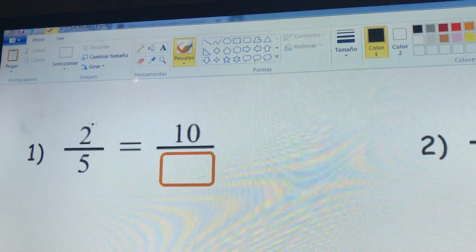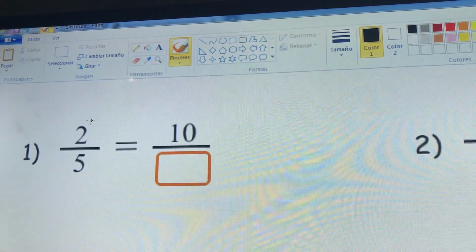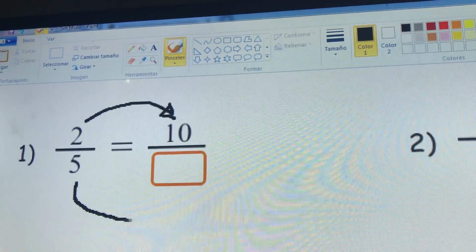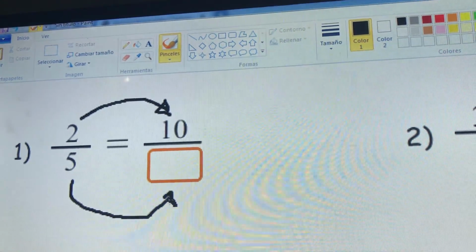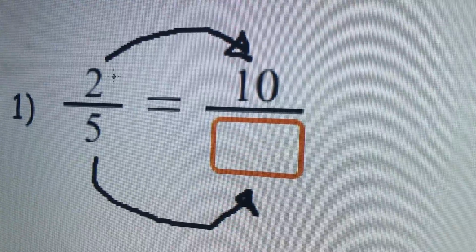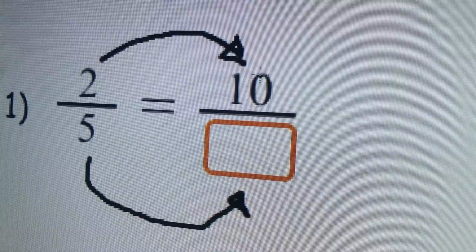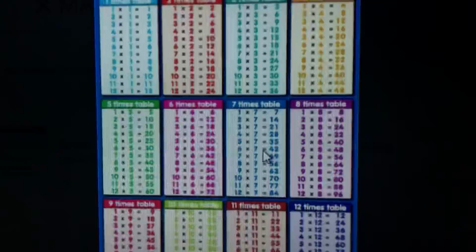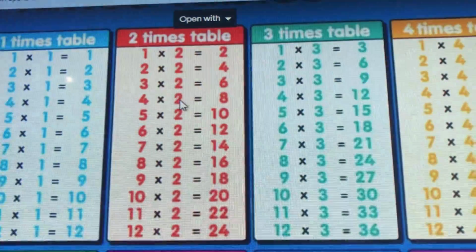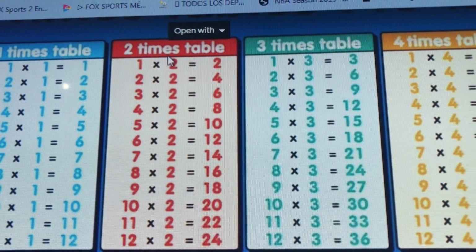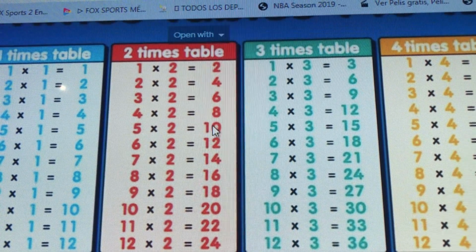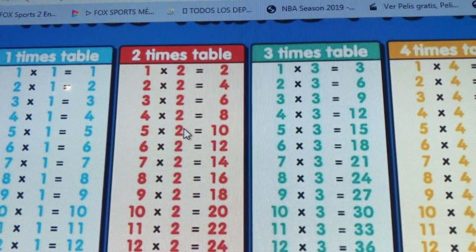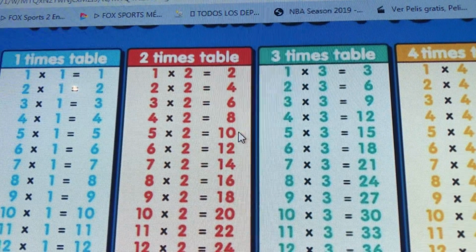For that, I'm gonna look for the table of 2. One number, and that same number is gonna be the same for this one also. We're gonna multiply the same. So if I go to the table of 2, I'm gonna find a number that multiplied by 2 is gonna give me 10. I go here, multiply by 2, 10. So it's going to be 5. 5 is the magic number, because 2 multiplied by 5 equals 10.